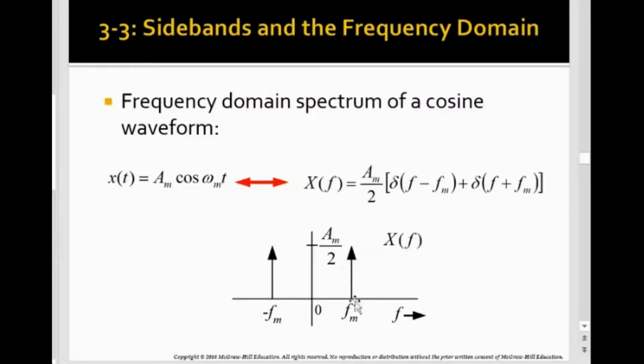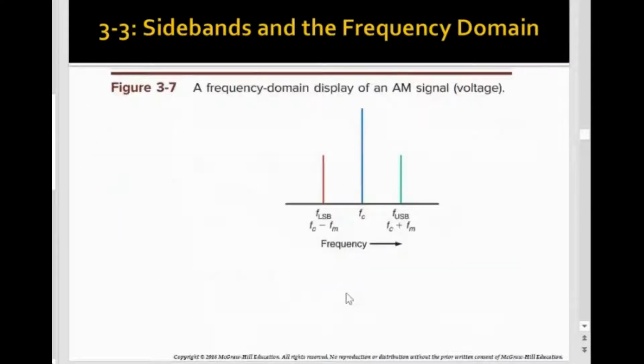And there are two impulses which we call delta. So what is the frequency of them? One of them is f equal to fm, which is this. And another one is f equal to minus fm, which is this one. So this is the upper sideband, this is the lower sideband. And that's why, because of the cosine, you have two deltas here. This is something you can see here as well.